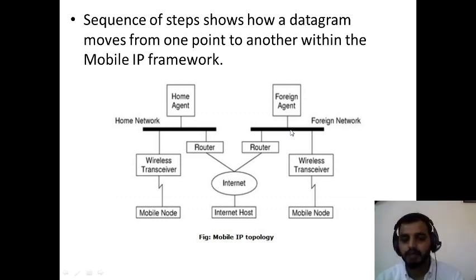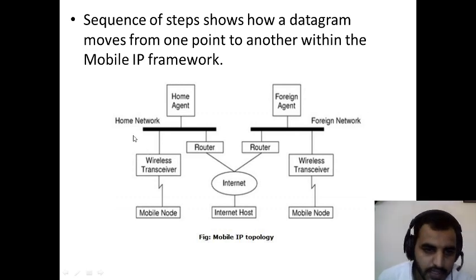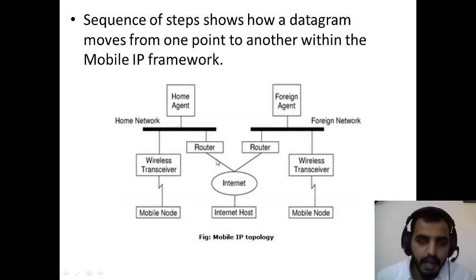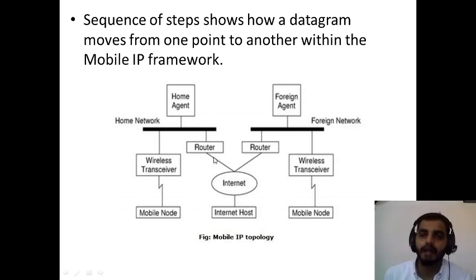Now coming back to the diagram, it says, for instance, this is our home network and this is our foreign network. This is a home agent and this is a foreign agent. These two are connected with the help of routers. Those two routers are again connected to a network of internet, which is hosted by an internet host.